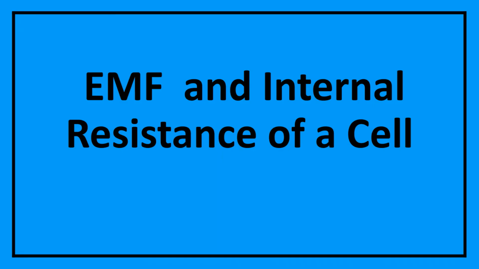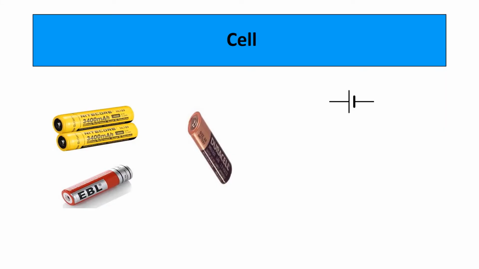Hi students, let us learn about EMF and internal resistance of a cell. Hope all of you know about cells. These are cells. This is the symbol used to represent a cell. This is the positive terminal of the cell and this is the negative terminal of the cell. A constant potential difference is maintained between the two electrodes or the terminals.